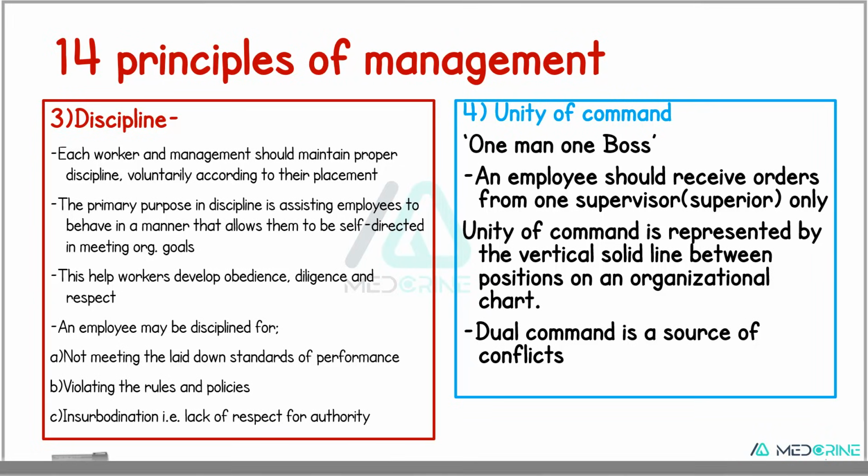An employee should receive orders from one supervisor only, and unity of command is represented by the vertical solid line between the positions on an organizational chart. A dual command is usually a source of conflicts if an employee gets orders from multiple superiors or multiple supervisors.